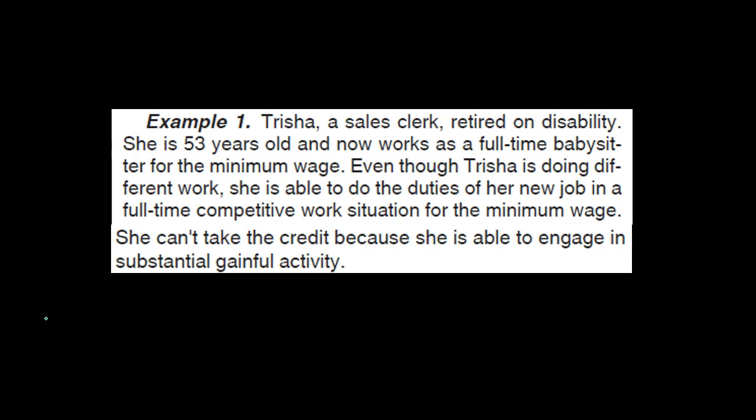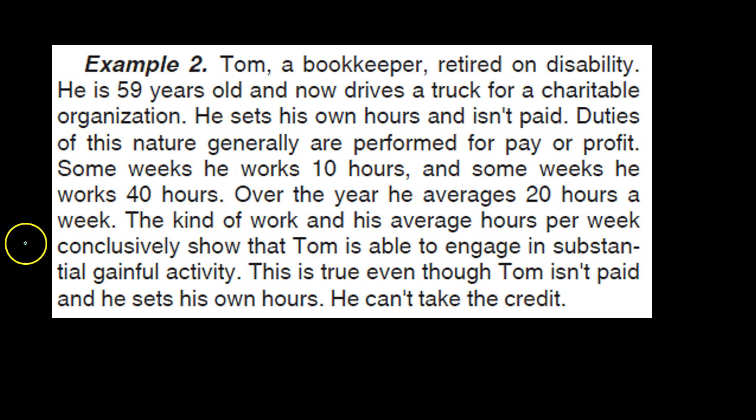Example 1. Tricia, a sales clerk, retired on disability. She is 53 years old and now works as a full-time babysitter for the minimum wage. Even though Tricia is doing different work, she is able to do the duties of her new job in a full-time competitive work situation for the minimum wage. She can't take the credit because she is able to engage in substantial gainful activity. So she's still able to engage in that, so she can't take the credit because she's under 65 and doesn't meet all the conditions that would be required, because she can be gainfully employed.